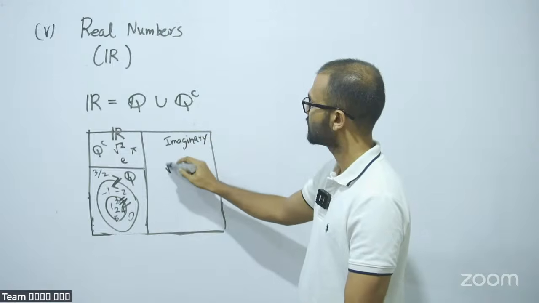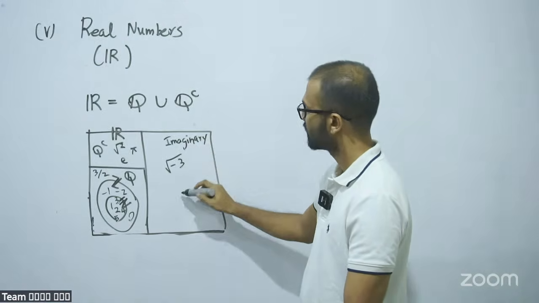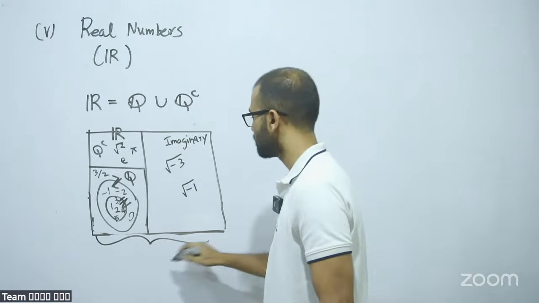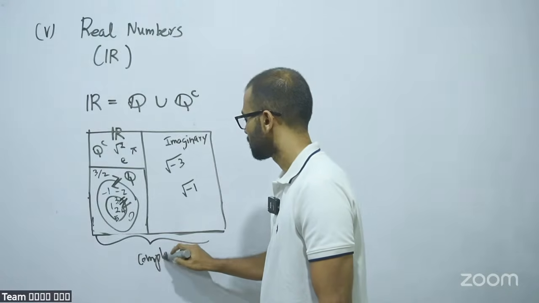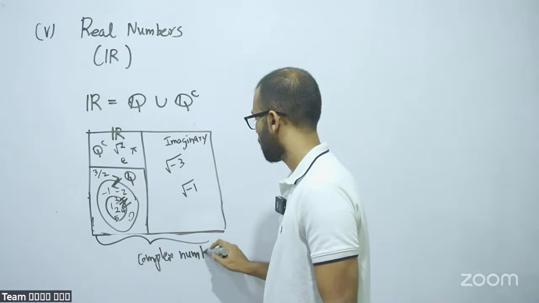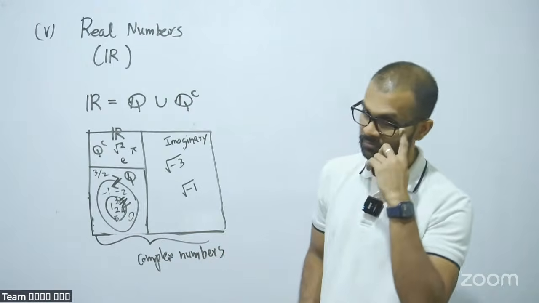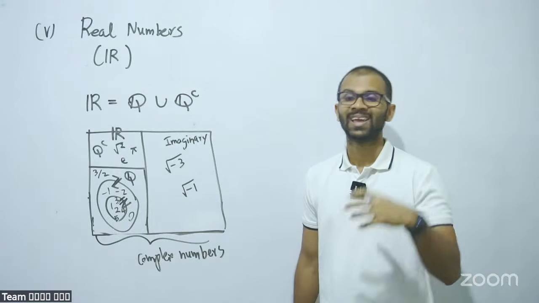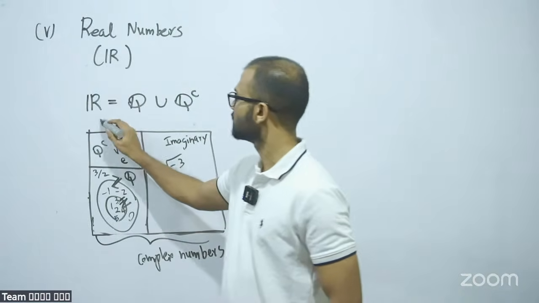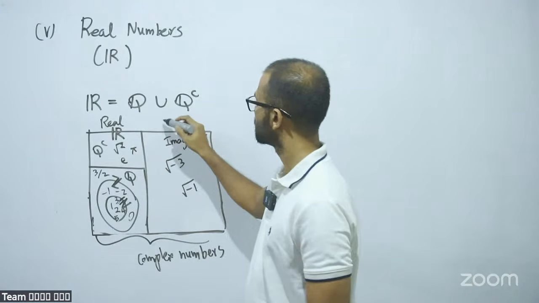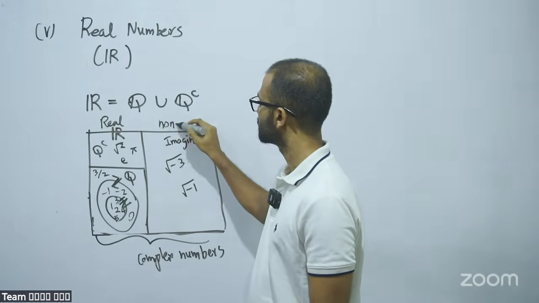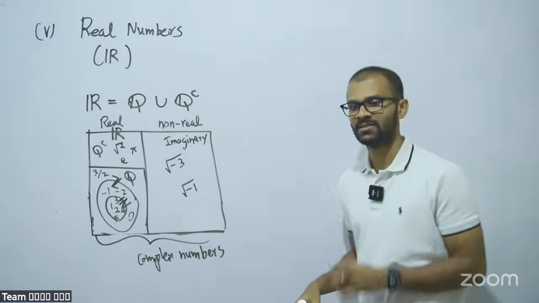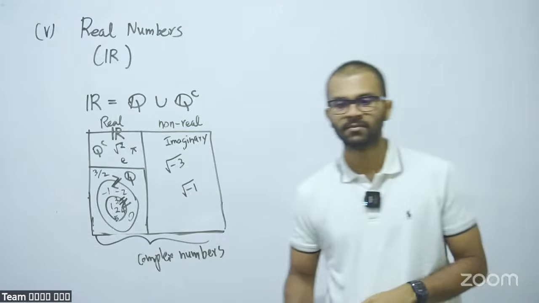If we take the square root of -3, this one is imaginary, right? So altogether, we call this one complex numbers, right? So if we consider imaginary numbers and real numbers, these are real numbers. These are non-real numbers. There is no word such as non-real numbers. It should be called imaginary numbers, right?